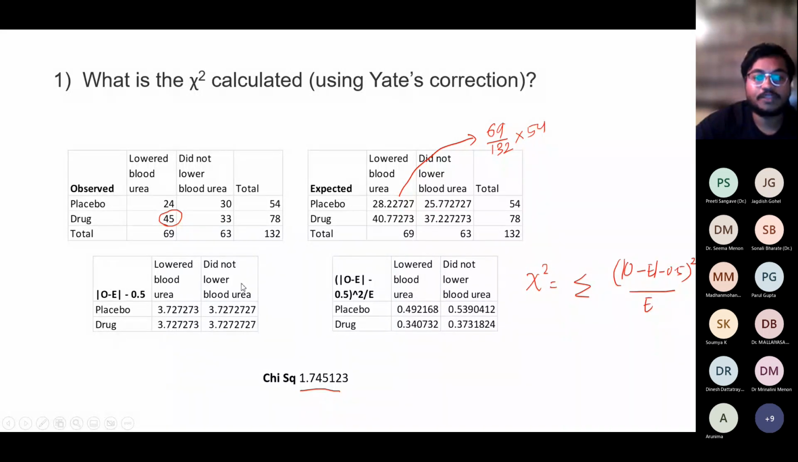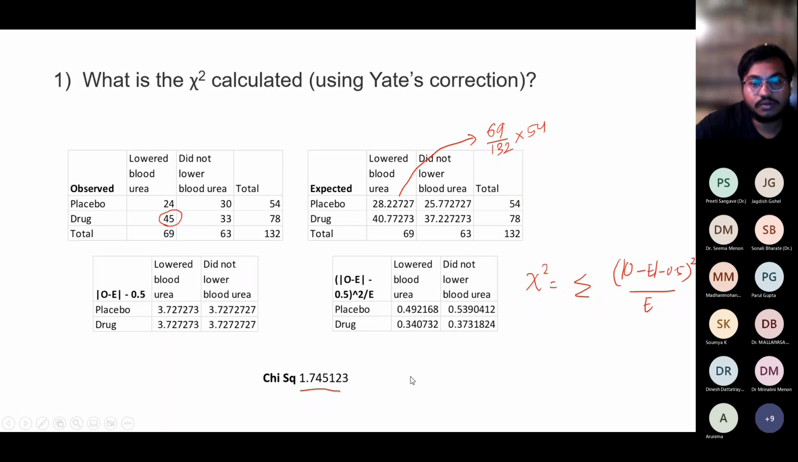We get this table. Then from this table, we make another table, with the square of the Yates corrected value divided by the expected value. The chi-square statistic is given by the sum of all of these values, observed minus expected minus 0.5, whole squared, divided by expected. So we are calculating this value for individual cells, squaring the corrected values and dividing by the expected values for each cell. Then we add all of these to get the chi-square value of 1.74.